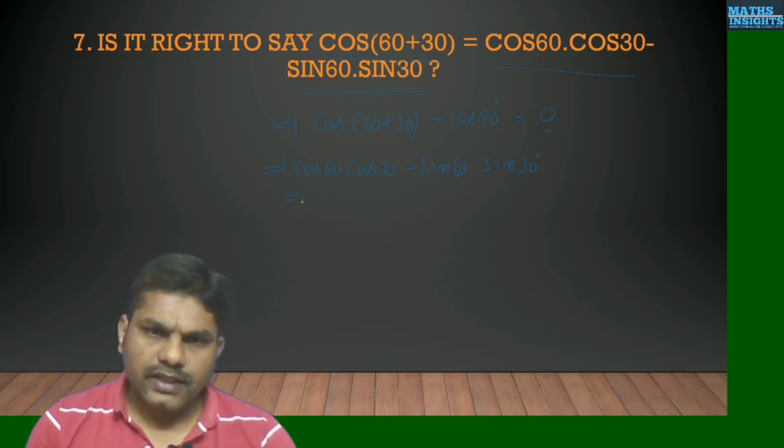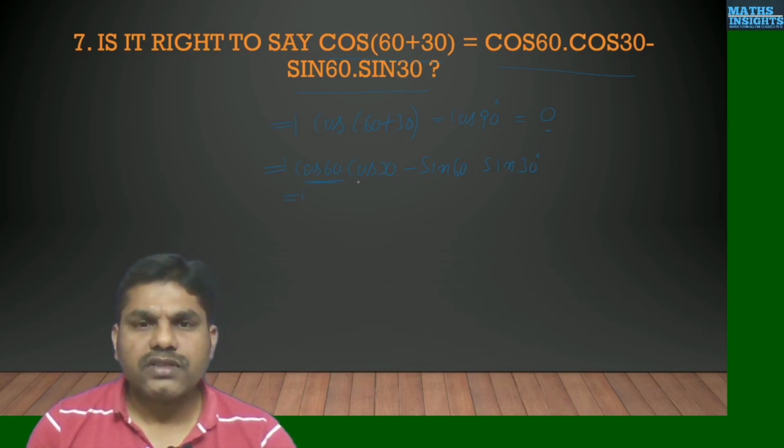If you remember from the table, cos 60 and sin 30 are both the same. Sin 30 is 1 by 2, therefore cos 60 is 1 by 2, into cos 30, which is root 3 by 2, minus sin 60, which is root 3 by 2, into sin 30, which is 1 by 2. If you observe, both terms are the same but the minus is there, therefore they cancel, and that equals 0. So you are getting the same answers.